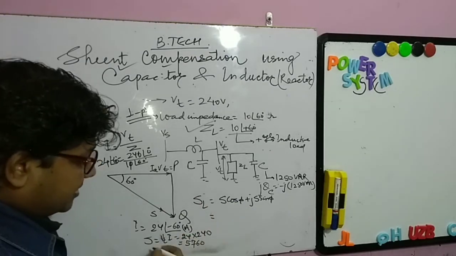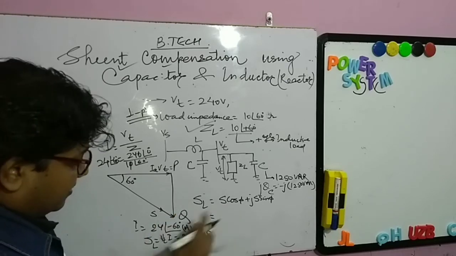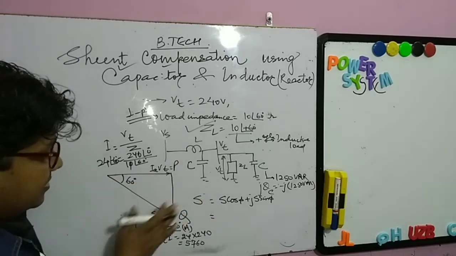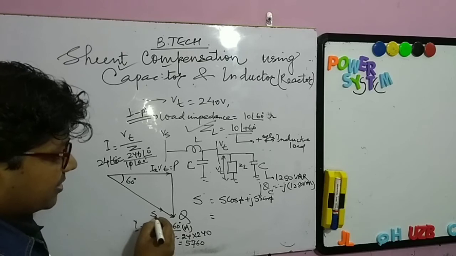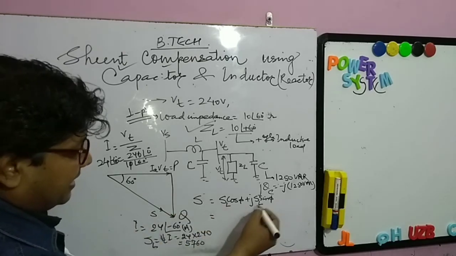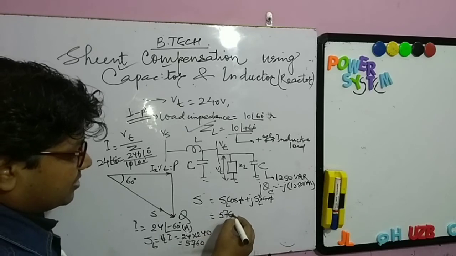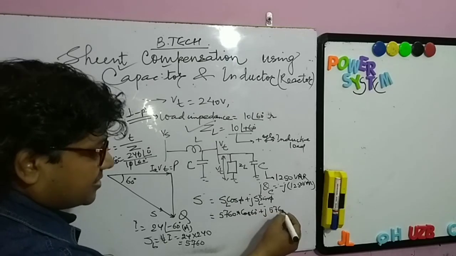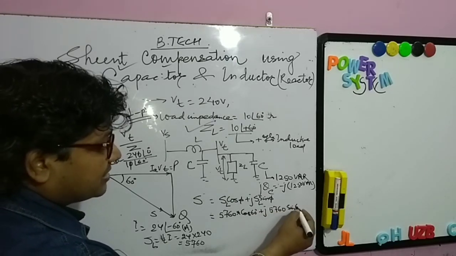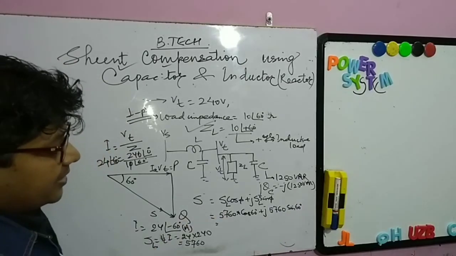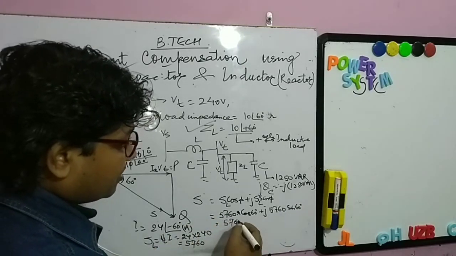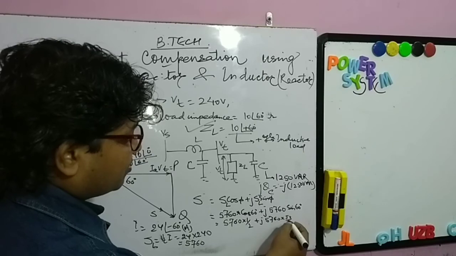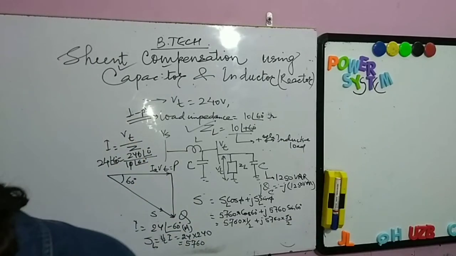So what can we write here? This is S_L, S for the load. This S will be equal to S_L, so it is 5760 cos 60 degree plus j 5760 sin 60 degree, right? So we are getting 5760 into cos 60 which is 1 by 2, plus j 5760 into root 3 by 2. From the calculator we can find out the value.